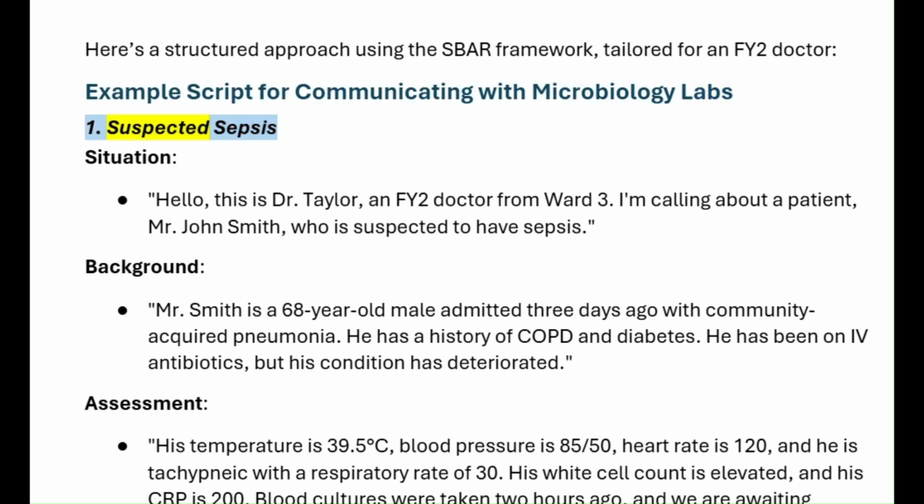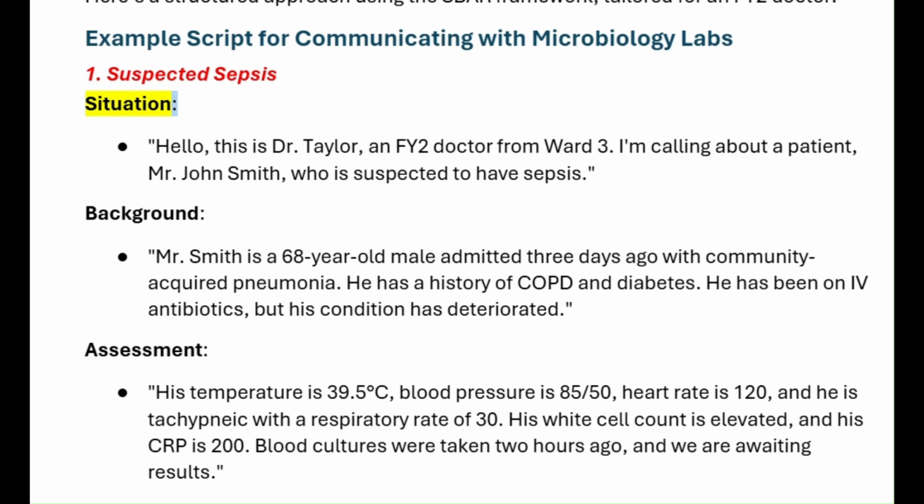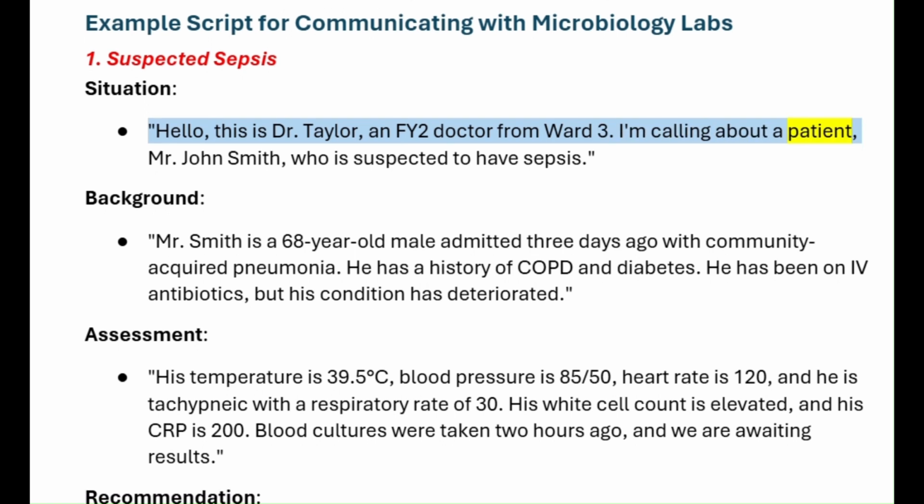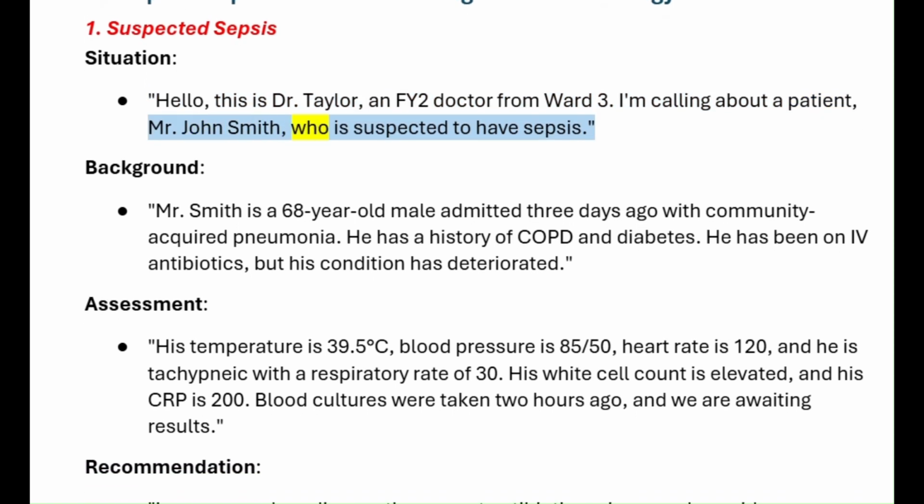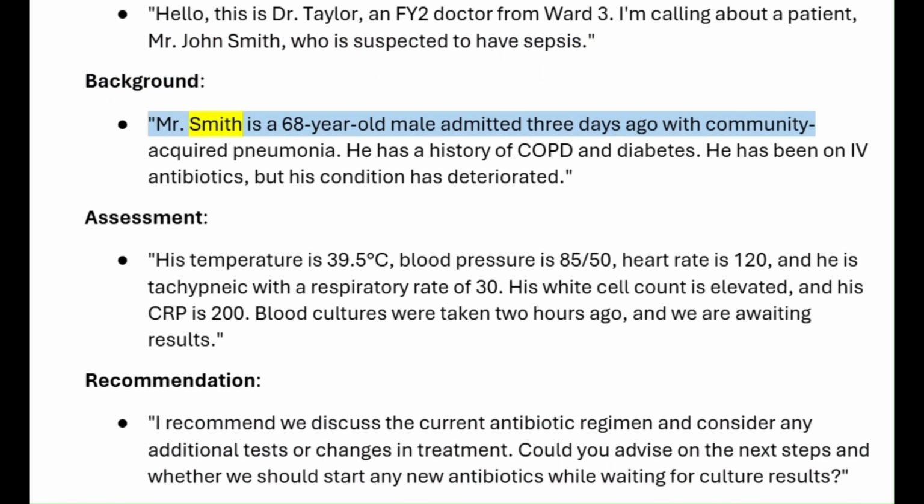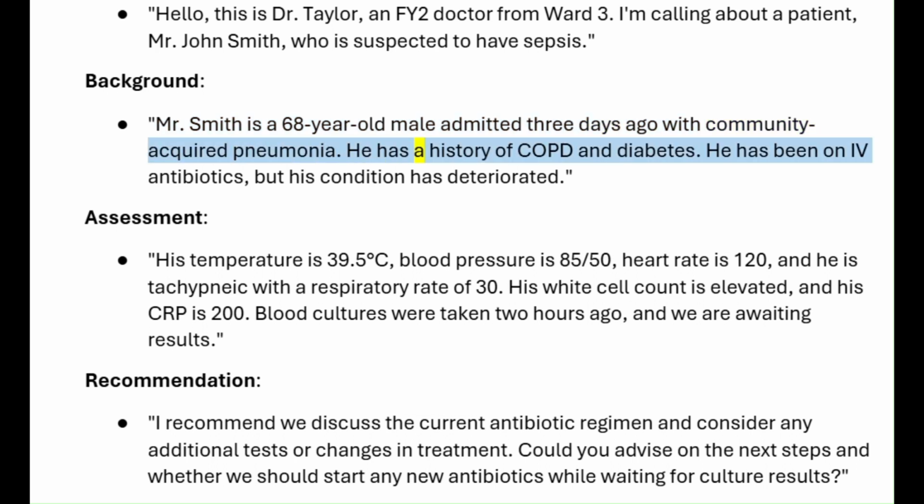1. Suspected sepsis. Situation. Hello, this is Dr. Taylor, an FY2 doctor from Ward 3. I'm calling about a patient, Mr. John Smith, who is suspected to have sepsis. Background. Mr. Smith is a 68-year-old male admitted 3 days ago with community acquired pneumonia. He has a history of COPD and diabetes.